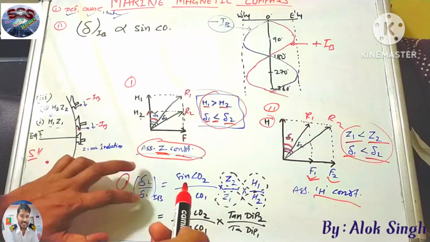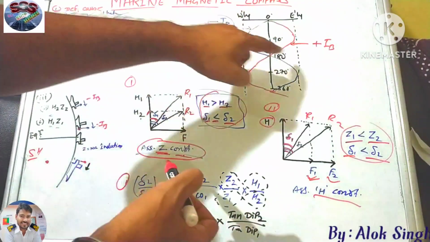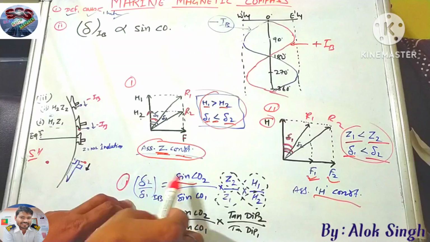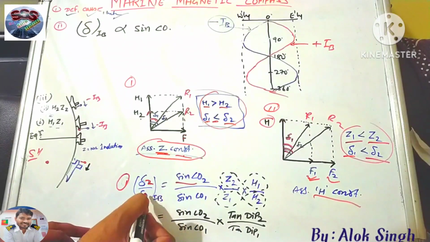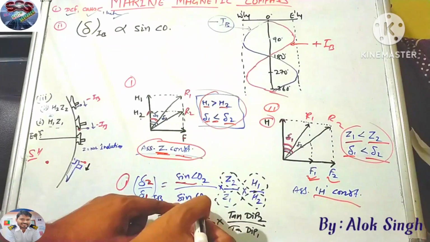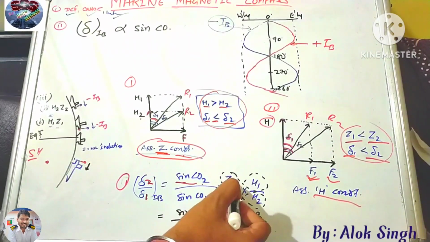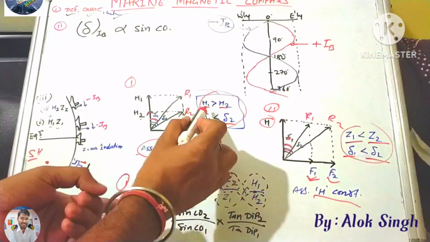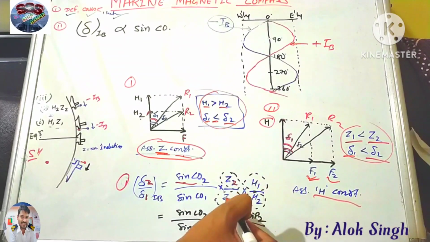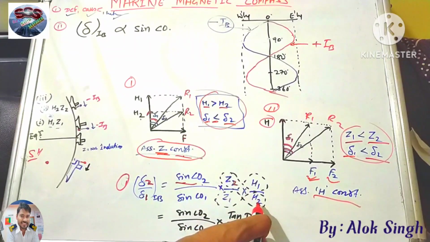So deviation 2 and deviation 1 of IB: we have already seen it is directly proportional to sine of course. It is forming as per the sine of course. So writing deviation 2 upon deviation 1, it is directly proportional to sine course 2 upon sine course 1, and it is also directly proportional to Z. So Z2 upon Z1, that is inversely proportional to H. That's why I have written here H1 upon H2, and you know Z upon H is tan of dip.